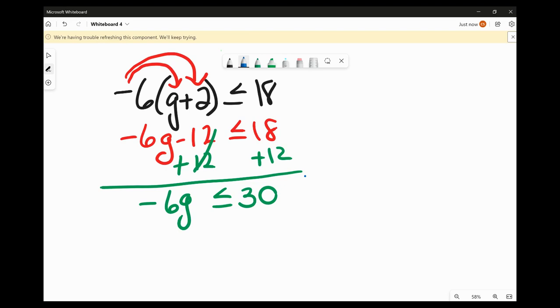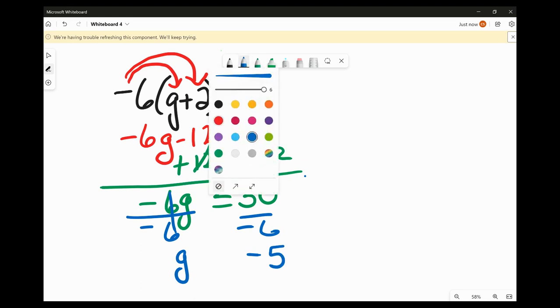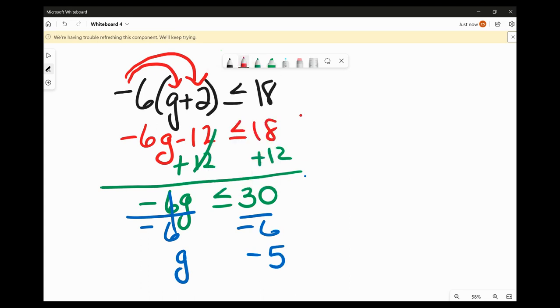Now I still have to get rid of the negative 6, which is multiplying the g. I'm going to undo that by doing the opposite operation. The opposite of multiplying is dividing by negative 6. When I do that, I have g on this side, and on this side I have negative 5. But pay attention, because when we're dividing both sides by a negative or multiplying both sides by a negative, I'm going to flip the inequality sign. So instead of less than or equal to, now it's greater than or equal to. That's my solution.